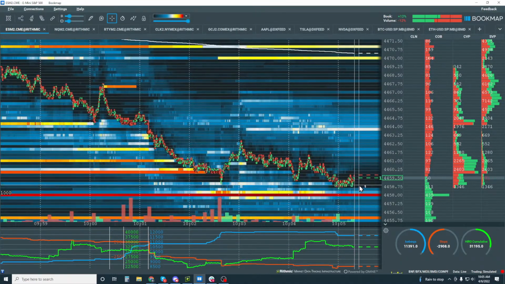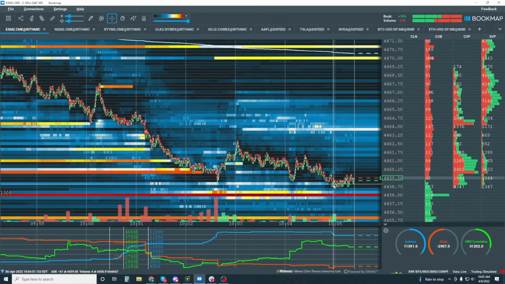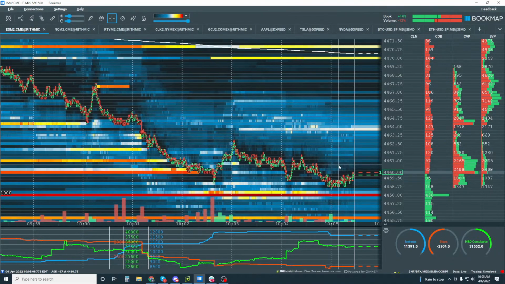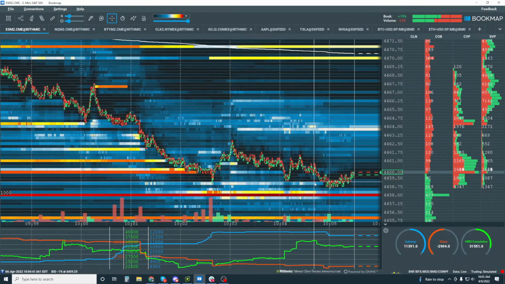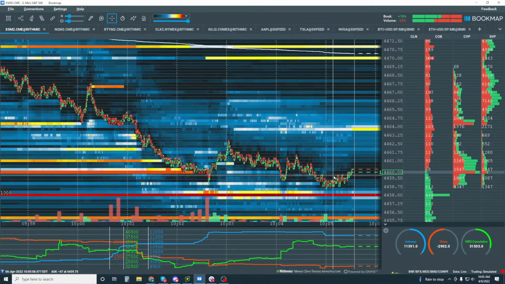Anyway, we can see the selling down here. Not so much. We did make a lower low. Structure is still trending lower here. Okay, but everything's starting to kind of slow down a little bit. This is pretty typical around 10 o'clock.